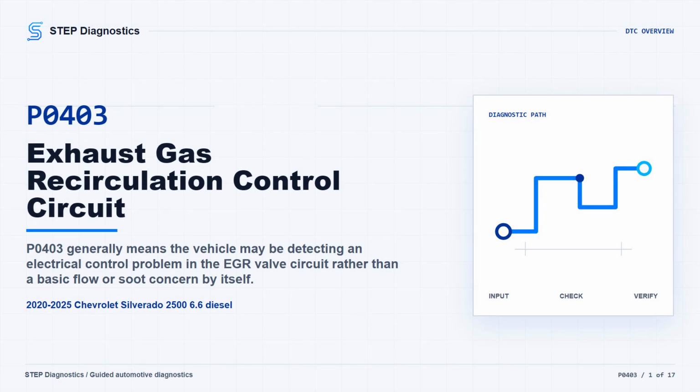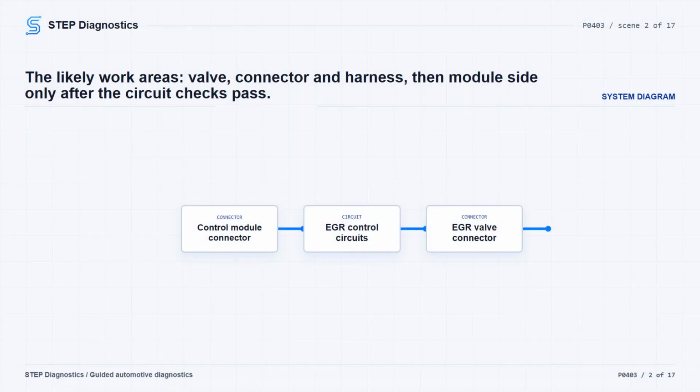On this Silverado 2500 diesel, P0403 points to an electrical control problem in the EGR valve circuit. In plain terms, the engine control module may be commanding the EGR valve, but the control side of the circuit may not be behaving the way it should. The truck may show an emissions-related warning, and in some cases, a driver information message or speed limitation may stay active until the fault that triggered it runs and passes.